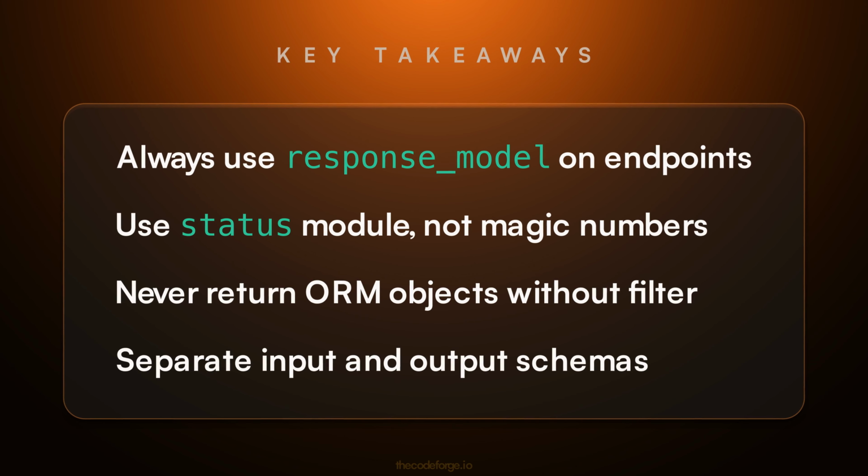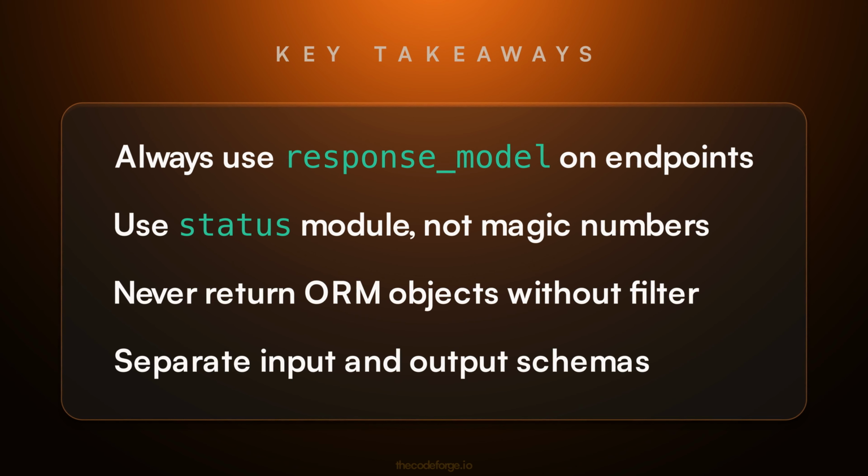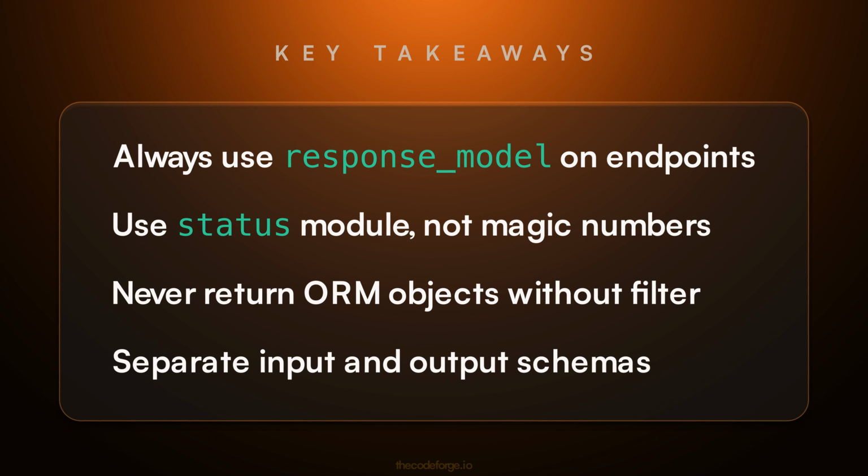To recap, always declare a response model on every endpoint to prevent data leaks. Use the status module for self-documenting status codes. Never return ORM objects directly, always map to a Pydantic schema. And separate your input and output models for a clean contract.